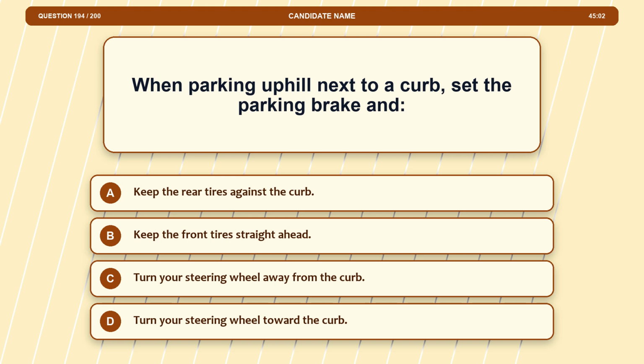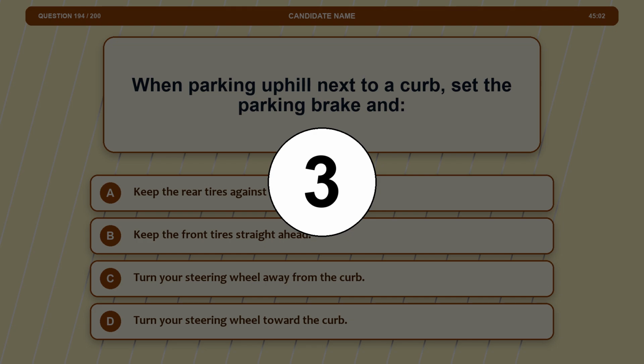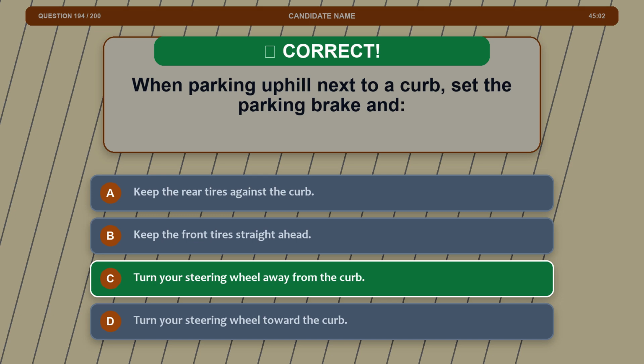Question 194. When parking uphill next to a curb, set the parking brake and Option A. Keep the rear tires against the curb. Option B. Keep the front tires straight ahead. Option C. Turn your steering wheel away from the curb. Option D. Turn your steering wheel toward the curb. The correct answer is option C.